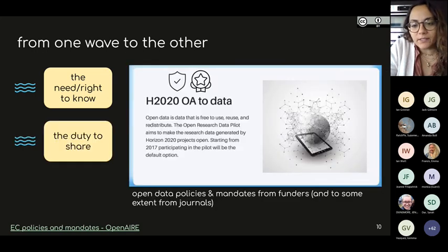The second wave is about a duty to share. So I do publish the data. Why? Simply because I have more and more open data policies and mandates from funders, and sometimes even from journals. So I need to open up the data if I want to get published in a specific venue.